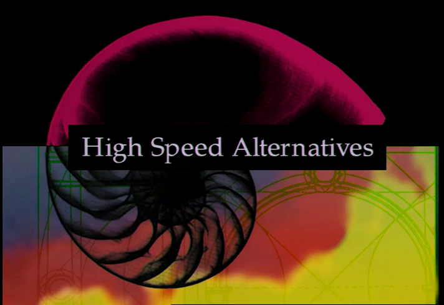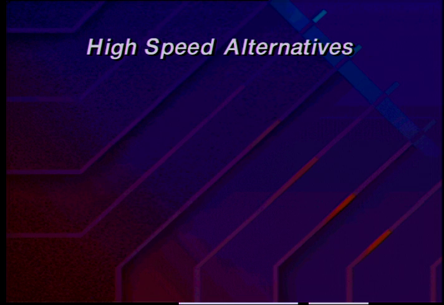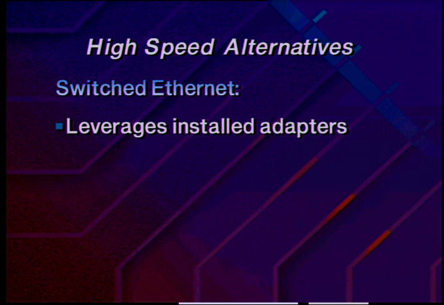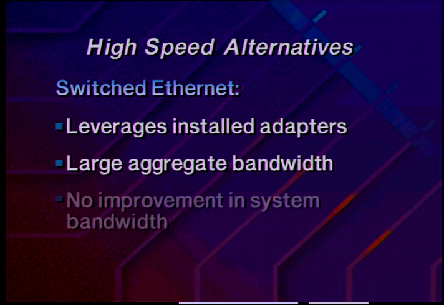Now briefly, I'm going to talk about some of the high-speed alternatives for deployment in the work group. The first alternative, which I've already mentioned in the Ethernet family solutions, is switched Ethernet. Again, the advantage of switched Ethernet is that it leverages the adapters already in place and gives you a large amount of aggregate bandwidth. The disadvantage is that the bandwidth of each system is actually no greater than the bandwidth it had in the shared solution.